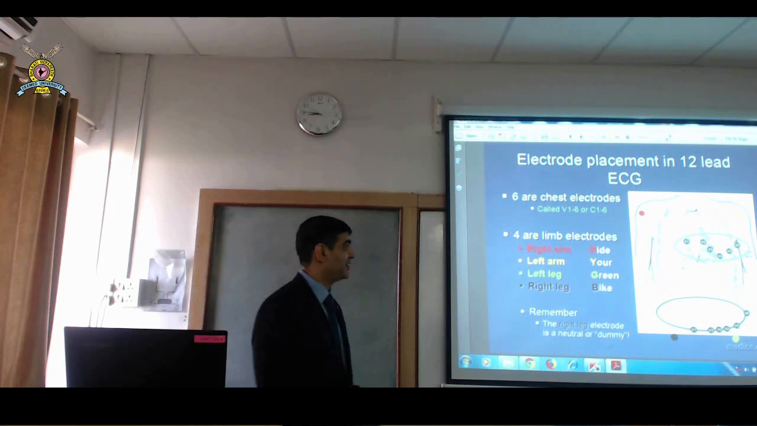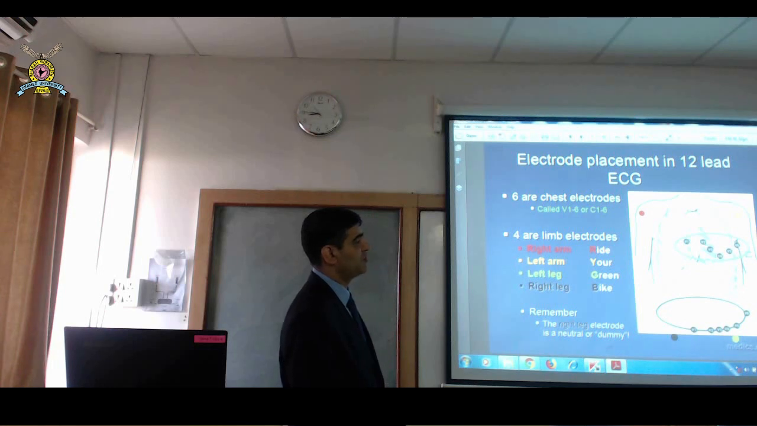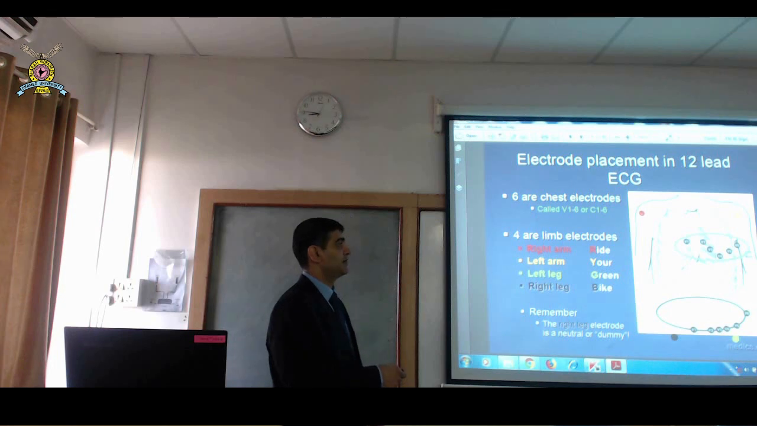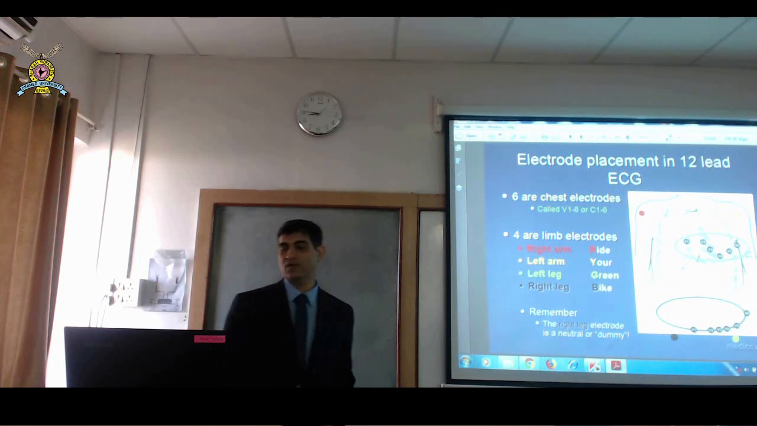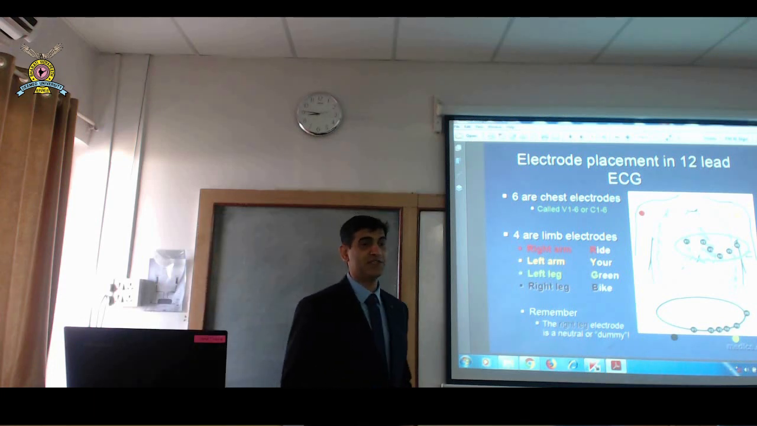So now we're very clear. So we are in the fifth intercostal space for V4, V5, V6. And that's mid-clavicular line, anterior axillary line and mid-axillary line. Okay? And these ones can go here, right side, left side, right leg, left leg.